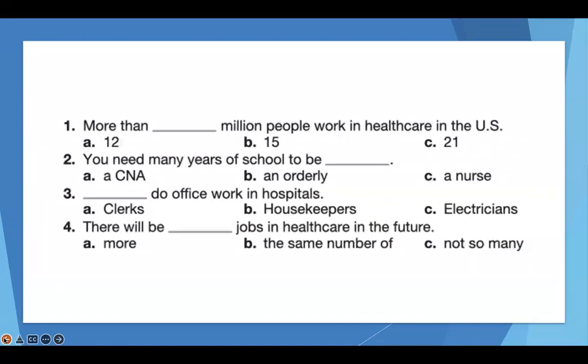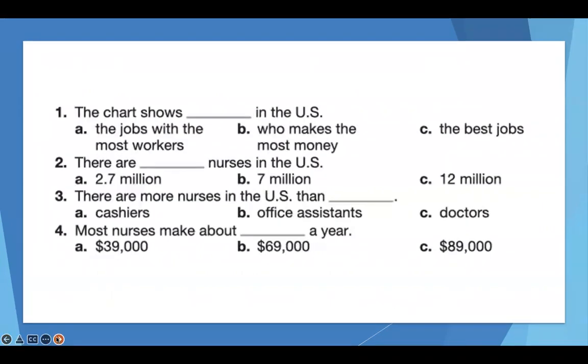All right, we'll read these one more time. More than blank million people work in healthcare in the US. You need many years of school to be blank. Blank do office work in hospitals. There will be blank jobs in healthcare in the future. The chart shows blank in the US. There are blank nurses in the US. There are more nurses in the US than blank. Most nurses make about blank a year.